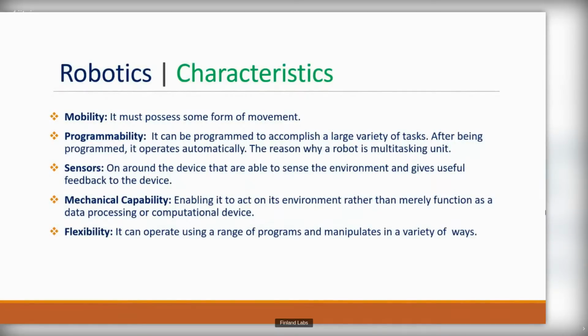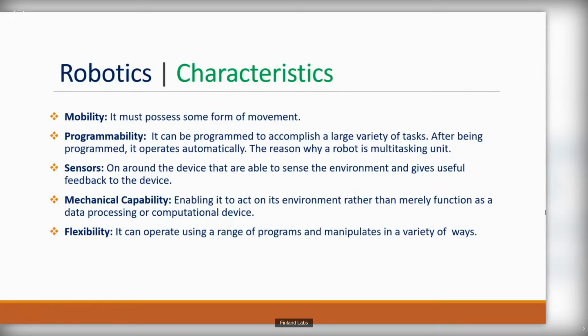Let's say if there is some object coming in front of the robot, it should take a turn from there, or it should make a move so that it does not strike that object. So it should act accordingly to the environment. That is what mechanical capability is. And the last one is flexibility. It can operate using a range of programs and manipulate in a variety of ways. So it should be a multitasking robot.